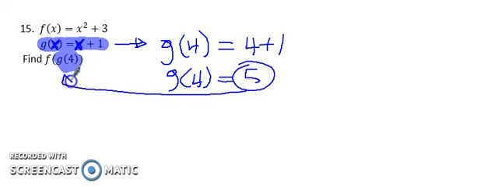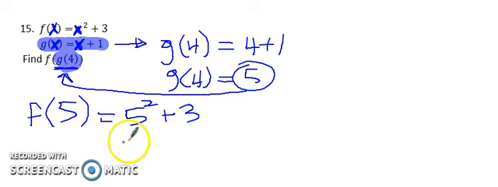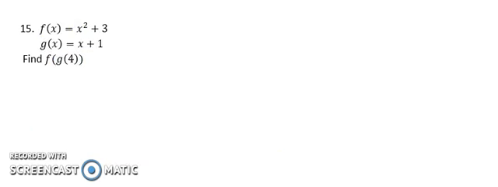So g of 4 is equal to 5. I'm going to substitute that 5 into that spot where the g of 4 lies. So we have f of 5 now, which means I'm going to go to my function f, and I'm going to plug in the 5 into the x spot. I'm going to plug in the 5 within the expression on the right, and I'm going to simplify. So we got 5 squared is 25, plus 3 is 28. All right, let's look at our next question.